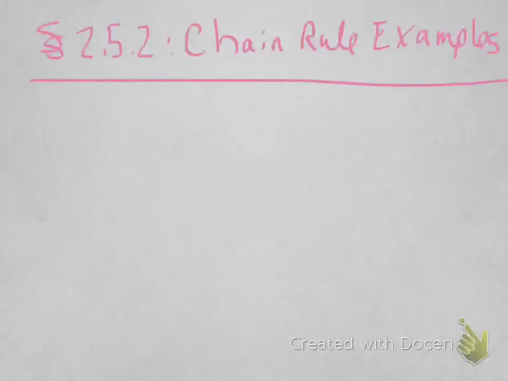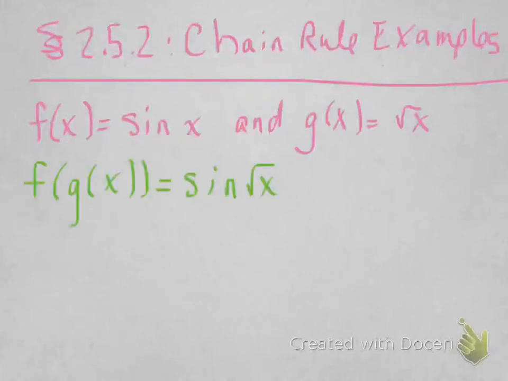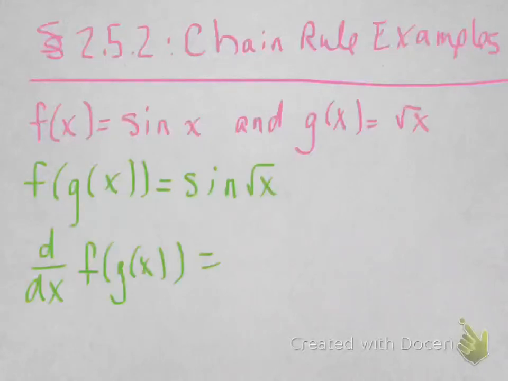This is the second video for section 2.5 where we do some chain rule examples. Let's suppose that in this video f of x is sine x and g of x is the square root of x. So remember, f of g of x, we take f and evaluate it at g of x, so f of g of x is sine of the square root of x.